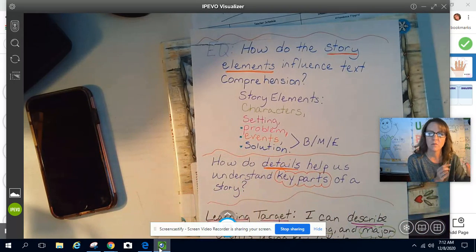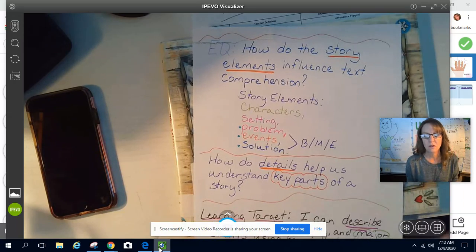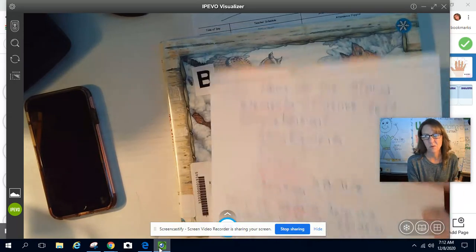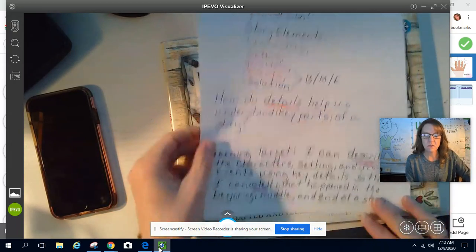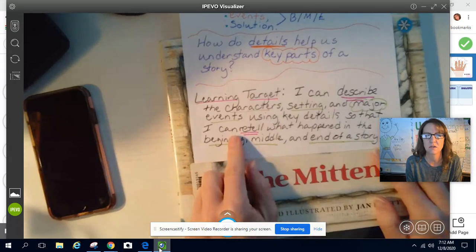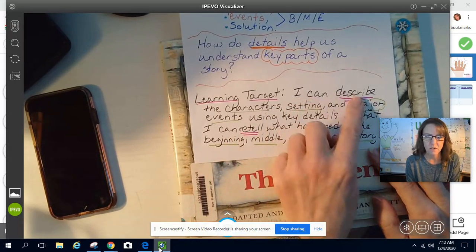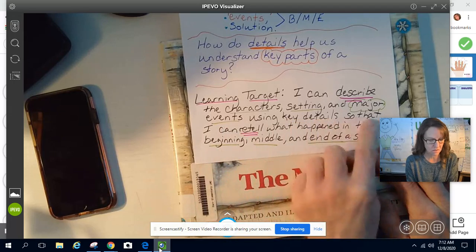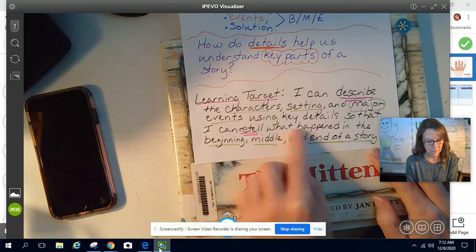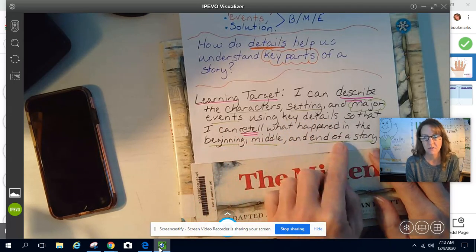on our Retell hand, put those places in order when we look at our book, The Mitten. We're going to be looking at this book a lot this week. The reason why we're doing all this is because of this learning target. I can describe the character, setting, and major events using key details so that I can retell what happened in the beginning, middle, and end of the story.